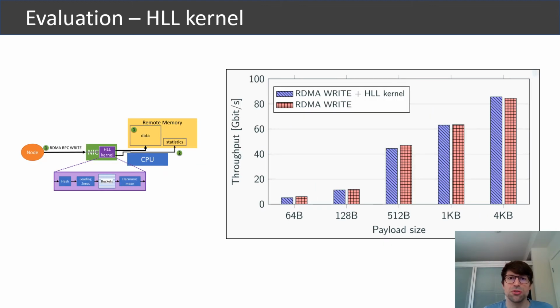Secondly, we look at the performance of the HyperLogLog kernel. This kernel was designed to maintain line rate processing for networks up to 100 gigabits per second. In this graph, we show the throughput of executing a basic RDMA write operation in comparison to writing the data to the remote machine and processing it at the same time by the HyperLogLog kernel. As expected and by design, the HyperLogLog kernel does not affect the throughput while doing useful work.